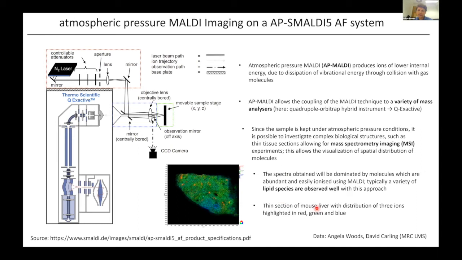And here there's three different molecules with different spatial distributions shown on a thin section of the mouse liver. And then here we've got a region of the mouse liver where we've got one of the ions seen at a higher concentration compared to the rest of the tissue.